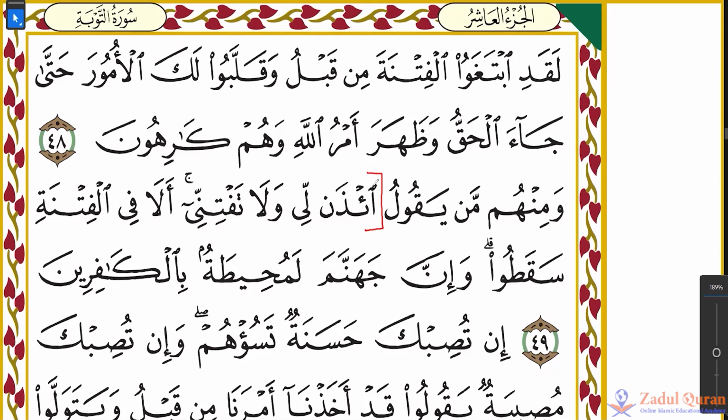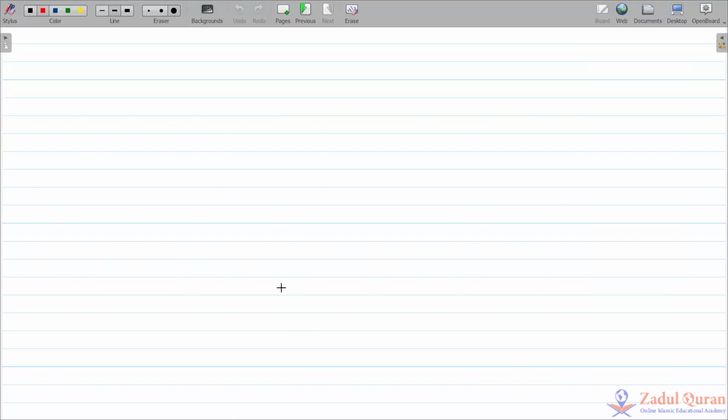In this case, we have two hamzas. The first one, we call it Hamzatul Wasl, right? And the second one is another hamza. So what is this rule? If we have two hamzas like this, the first one is Hamzatul Wasl and the second is another hamza, what should we do? Okay, look at this.